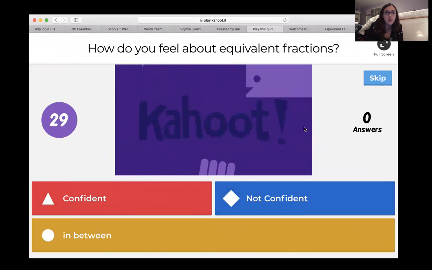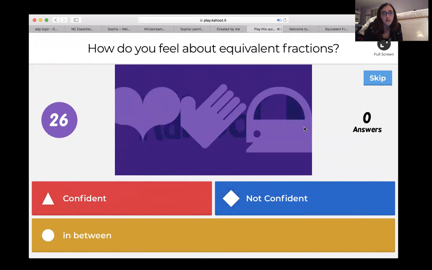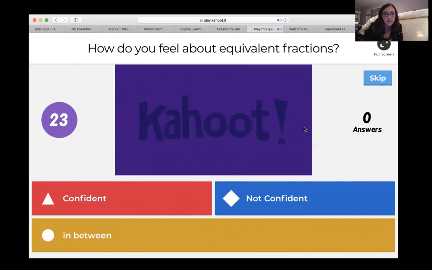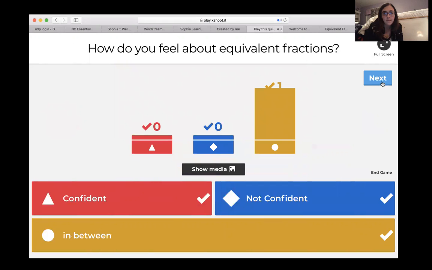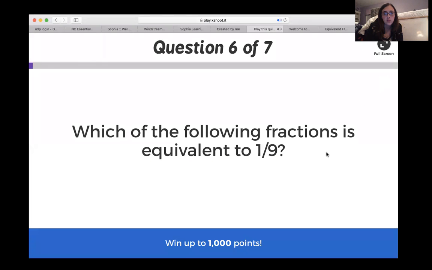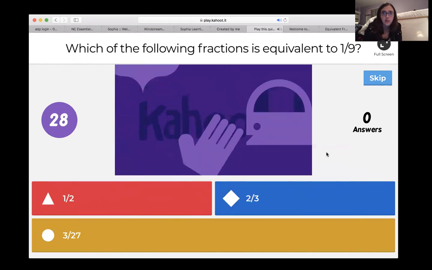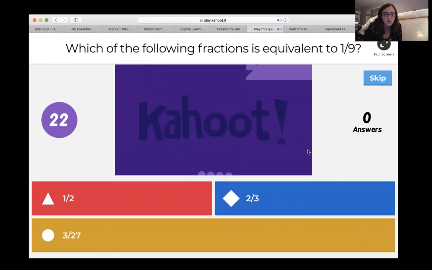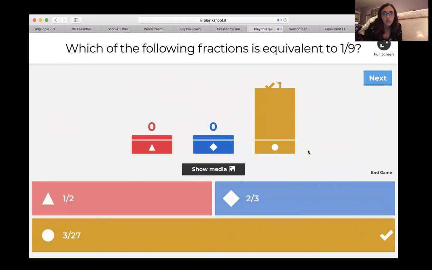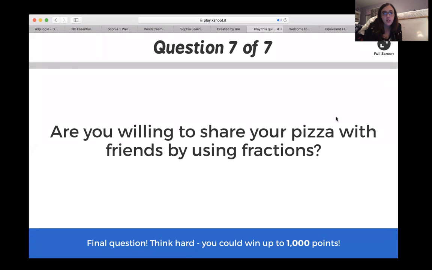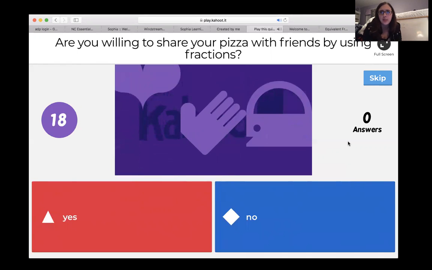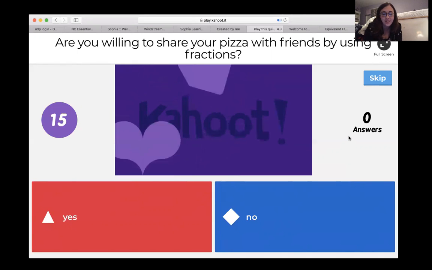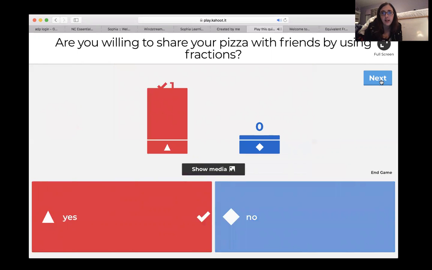How do you feel about equivalent fractions? Are you confident, not confident, or in between? Which of the following fractions is equivalent to 1/9? Okay. One more. Are you willing to share your pizza with your friends by using fractions? Would you share your pizza with your friends when using fractions? Yes or no?